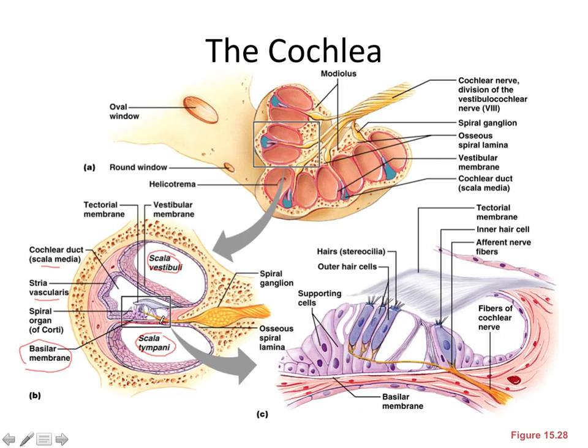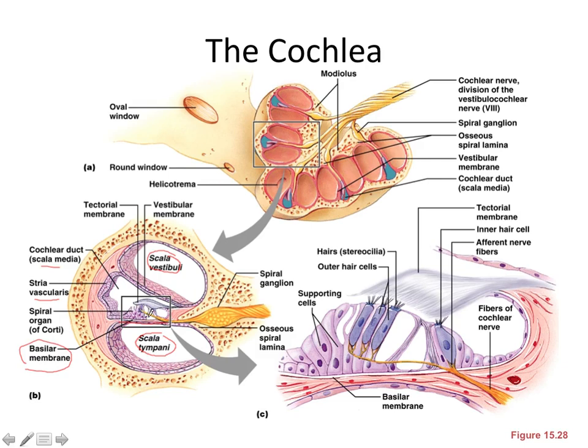On top of the basilar membrane, we have a very unique structure called the spiral organ of Corti. The spiral organ of Corti is the major tissue that generates hearing, the hearing action potential. The spiral organ of Corti is innervated by nerve fibers.